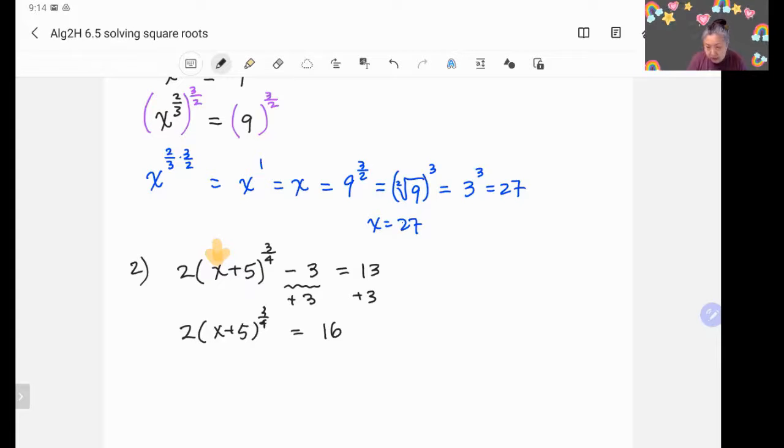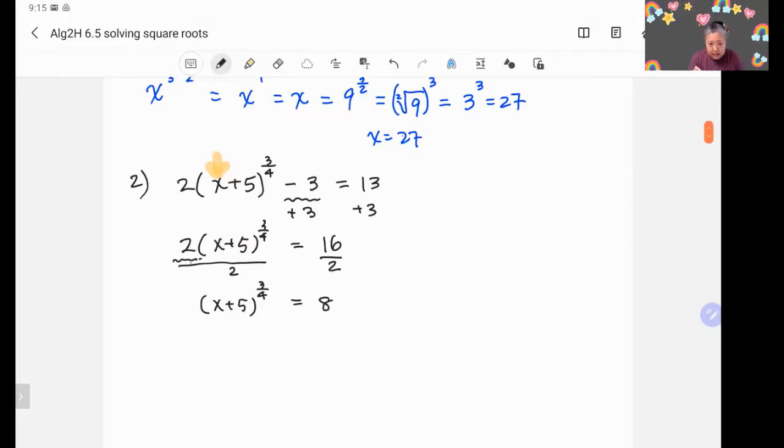Then the next term that I have to transpose to the other side is the multiplying 2. How do I get rid of multiplying 2? Dividing. So if I divide both sides, then parenthesis x plus 5 raised to the power of 3/4 is half of 16, which is 8. Now x is still inside the parenthesis with plus 5, and the next thing that we have to eliminate is the exponent.